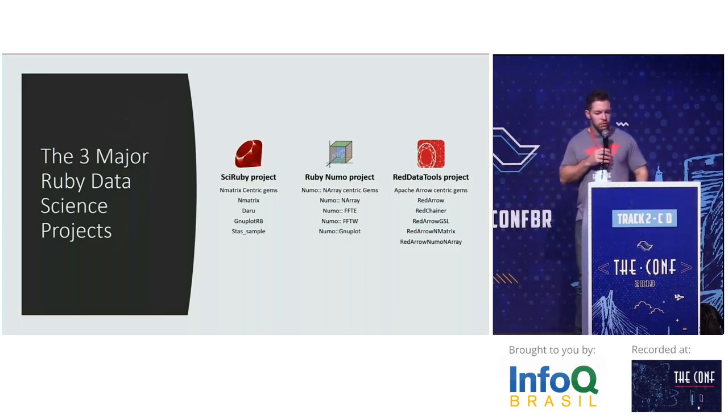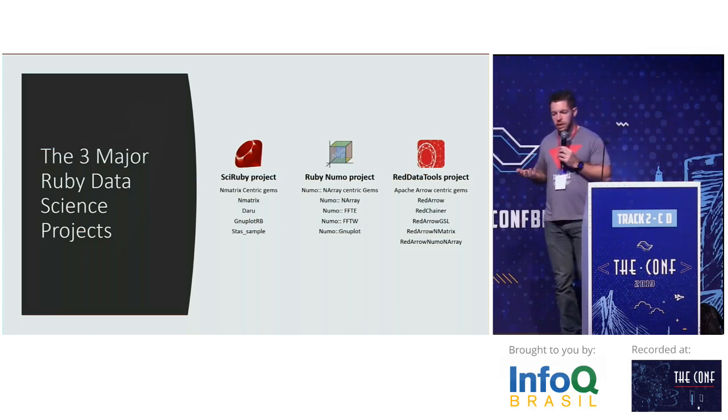We also have Ruby NUMO. Ruby NUMO has libraries that are based on NArray, and NArray is a lot faster, but it doesn't have sparse matrices, and there is no data frame support, and it has even less documentation than SciRuby.